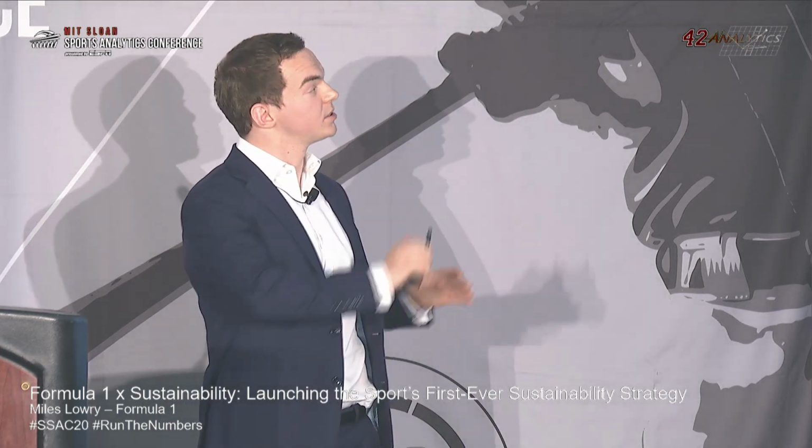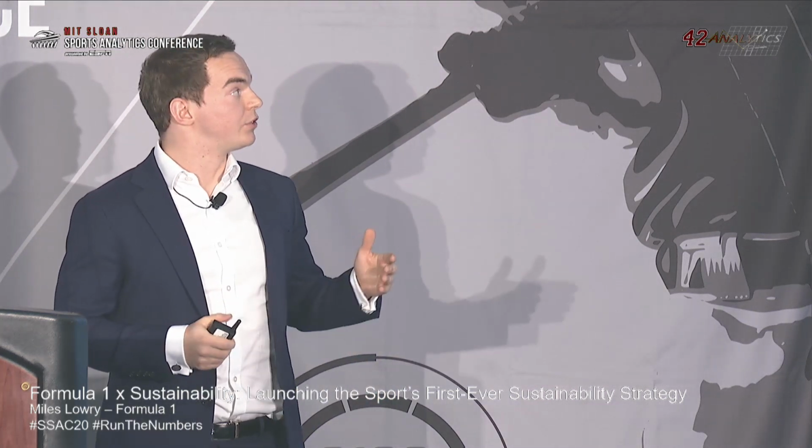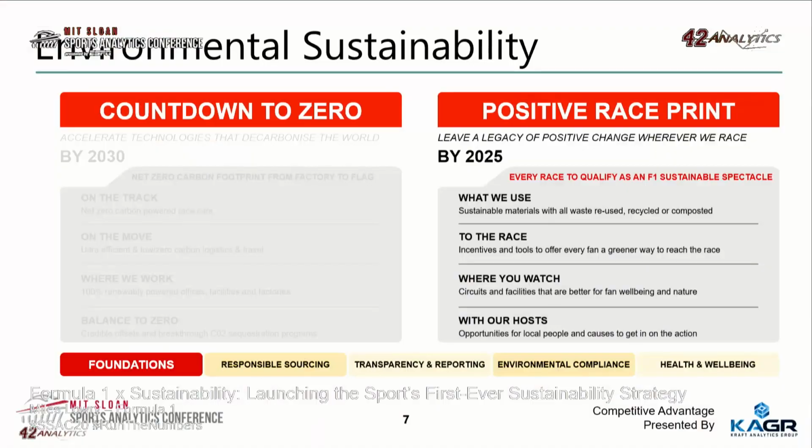Now going on to the right-hand side, in terms of our positive race sprint. As I previously alluded to, what that means is making all of our events sustainable by 2025. We already have all of our races around the world. We host 21 races across 5 continents. We also host, for example, fan festivals. This year we've got a fan festival in Johannesburg, we've got one in New York, and we're also going to have one in London. And we want all of those events to be sustainable.